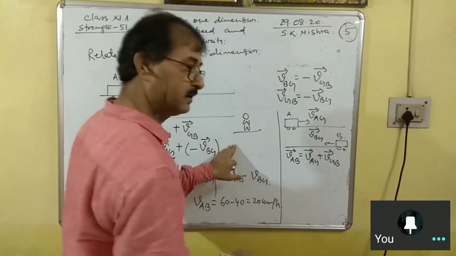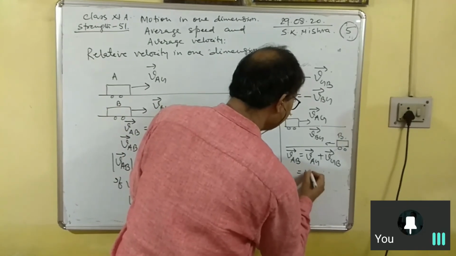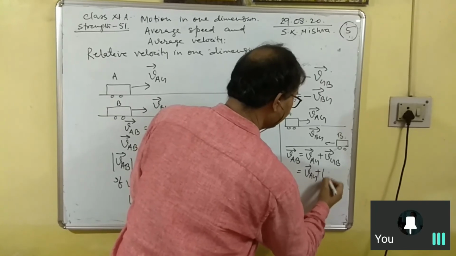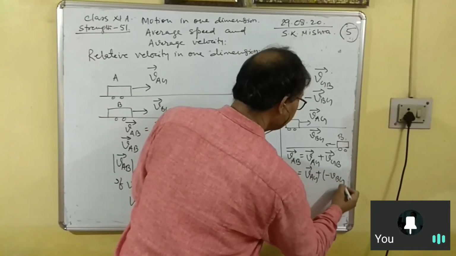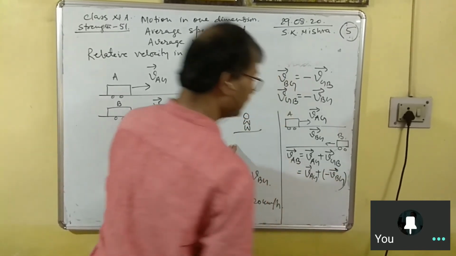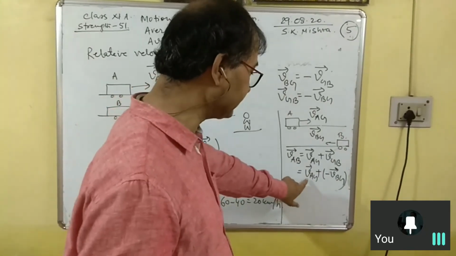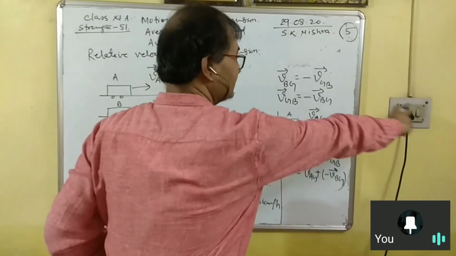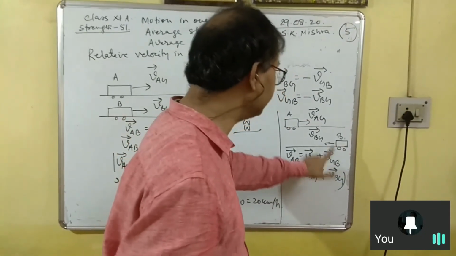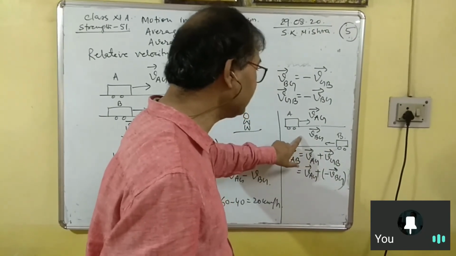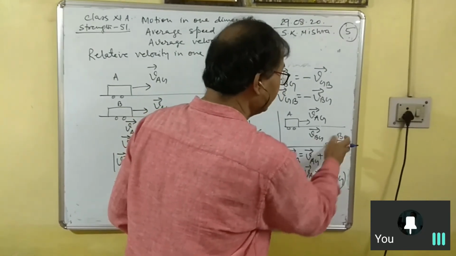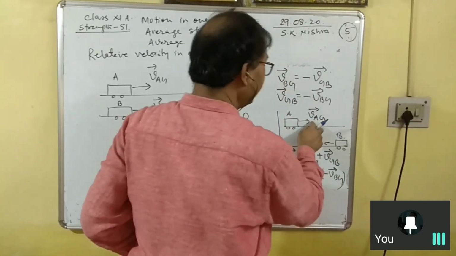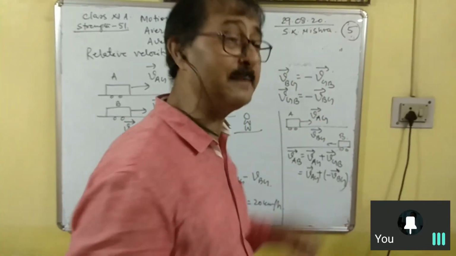Now this is VAG plus what is VGB? Should I write minus VBG? VGB is minus VBG. Now just see the direction of the two vectors. VAG is towards the right. Now minus VBG: VBG is already along this direction, so if you take the minus of this vector, it will be along this direction, towards the right. Now VAG and minus VBG are in the same direction.